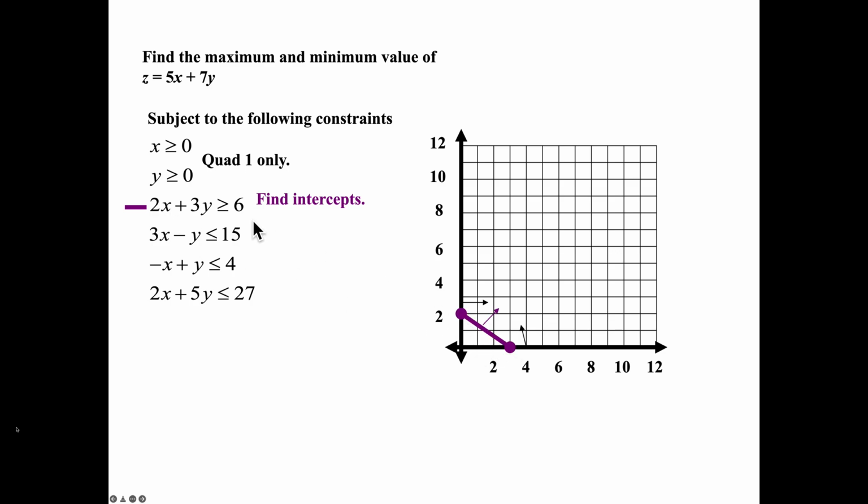Connect it together, test the origin. 0 plus 0 is 0. Is 0 greater than 6? Nope. So we don't shade towards the origin, we shade out into quadrant 1.